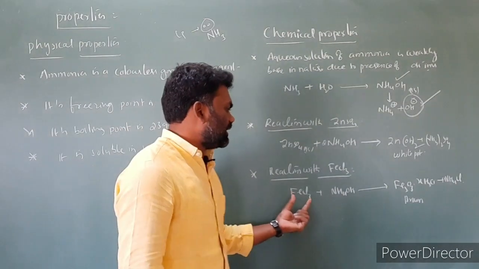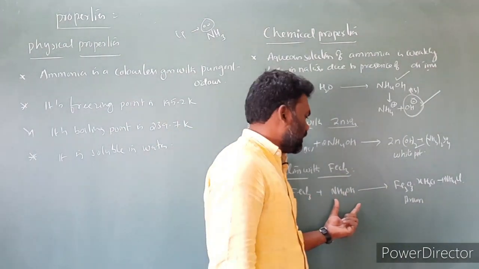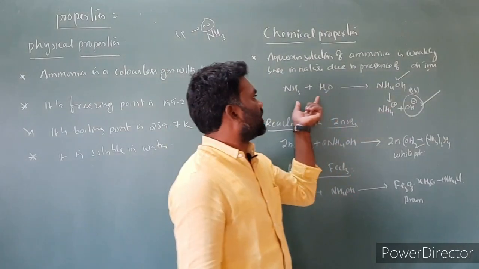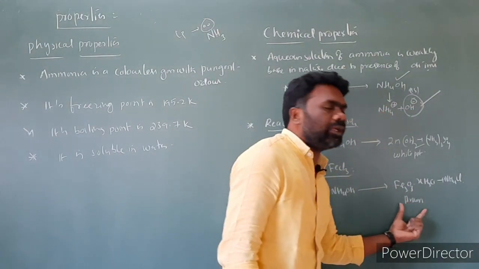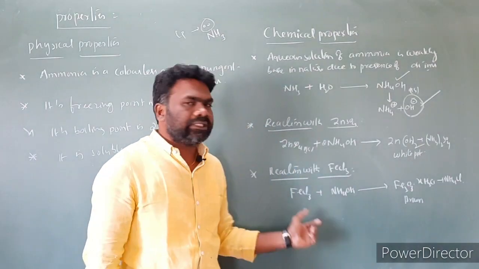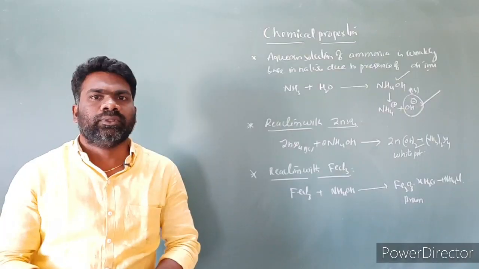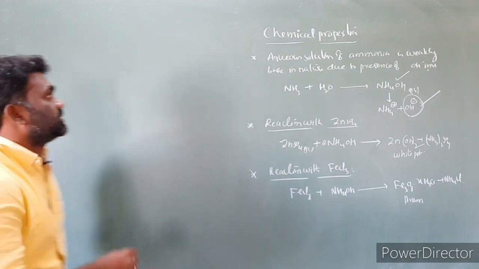So FeCl3 reacts with ammonia, nothing but ammonium hydroxide, taking here. I already said the ammonia is converted into ammonium hydroxide. The product is Fe2O3.XH2O, a brown color compound that is going to get formed. This is another reaction. Next, detection of metal ions.